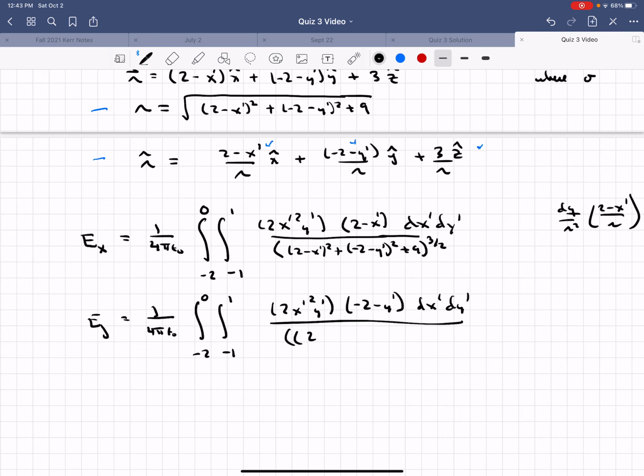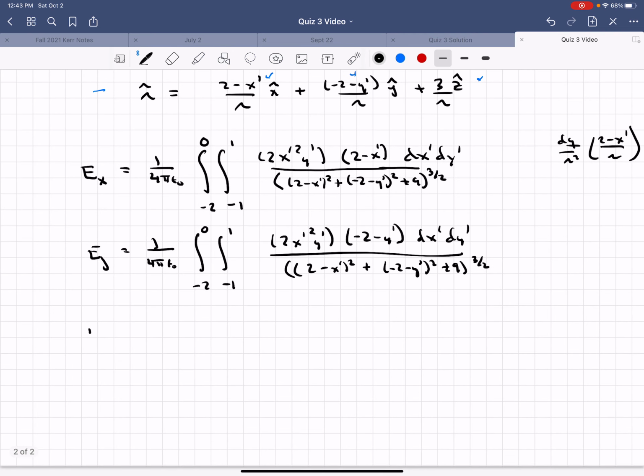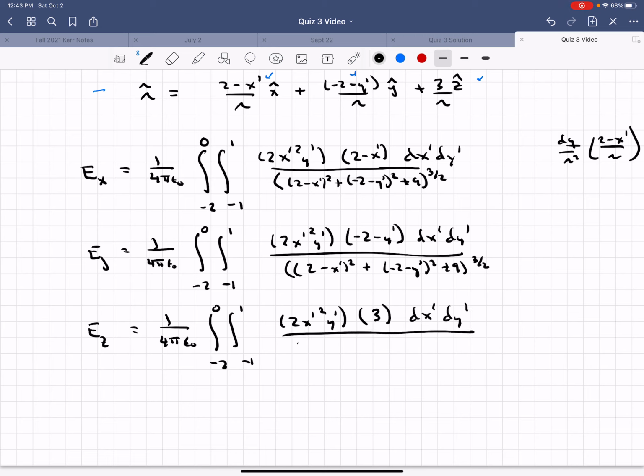So the denominator is (2 minus x prime) squared plus (negative 2 minus y prime) squared plus 9 to the 3/2. And then the z component just follows. I just need to grab the z part of the separation vector, which on the top was just a 3. I'm integrating all of them over x prime and y prime because that is where the charge is located.